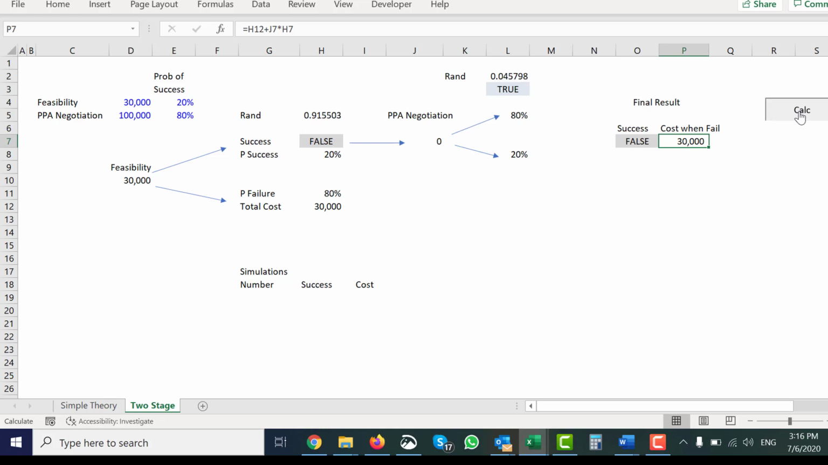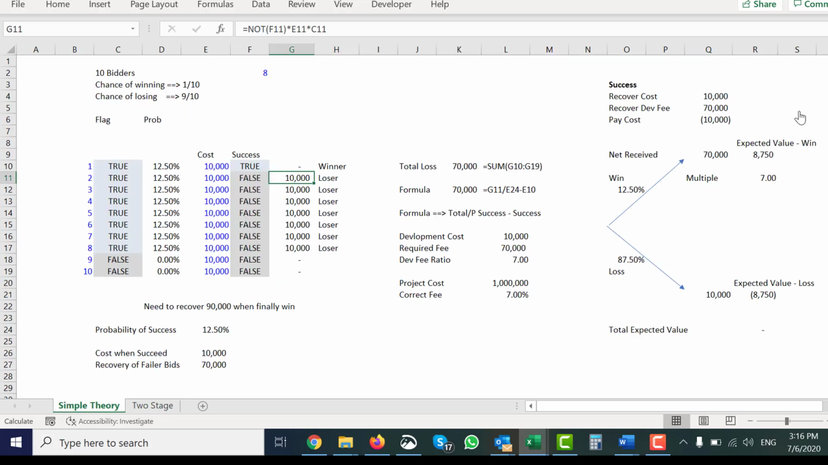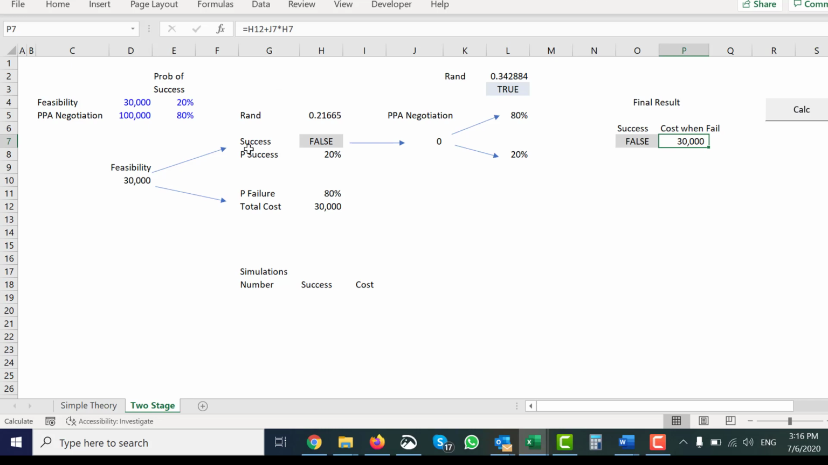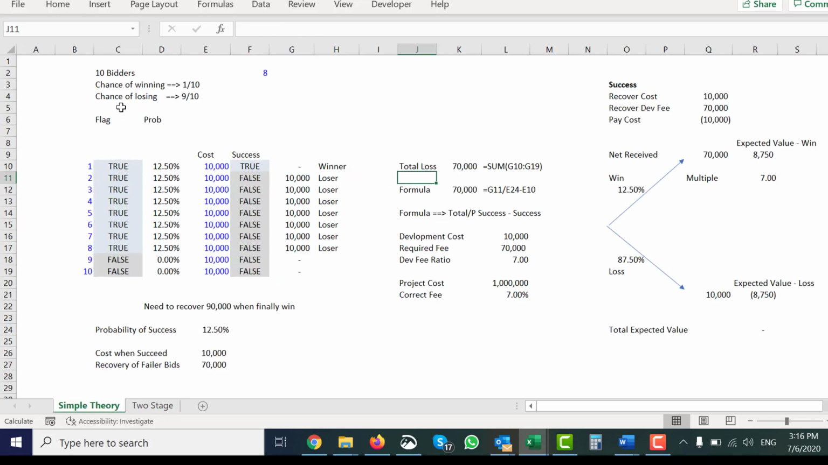So now what we can do is we can then go back here, and what we need is a kind of list like this. We need this simple list, but this time, sometimes in this case, it's going to be 30,000, and sometimes it's going to be 100,000. You see the difference, okay? Because we have the option to get out of it. So our real cost and our required development fee won't be so high. But this is the final result.